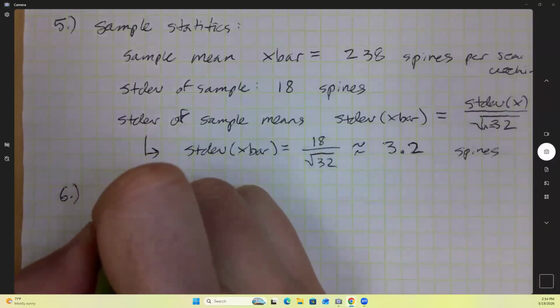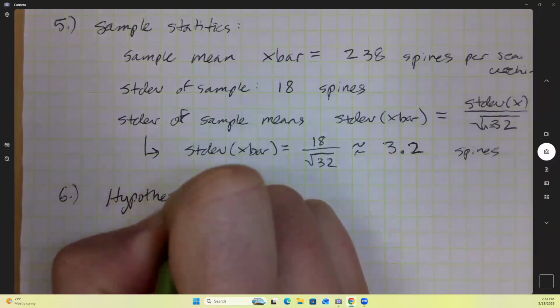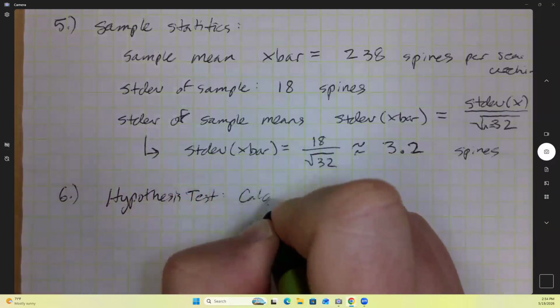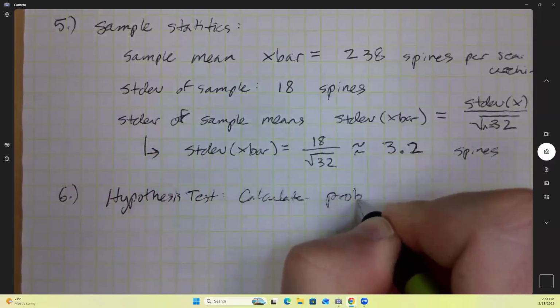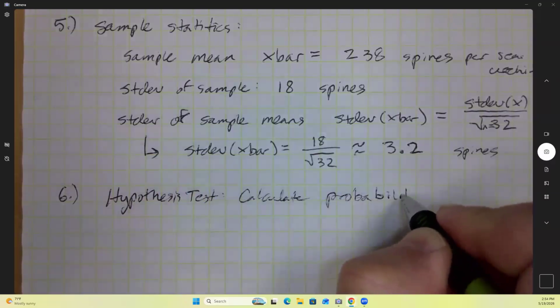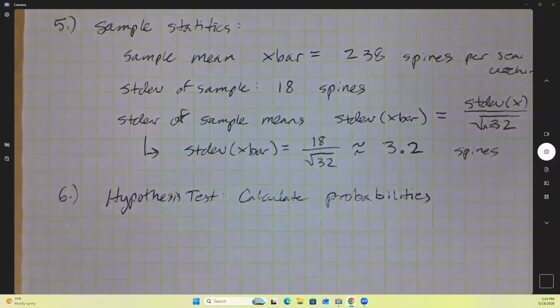We do the actual hypothesis test, where we calculate probabilities. And for that, we use technology. If I actually had the raw data, I would use R for that. I would just put that raw data in. Since I don't have that technology or the raw data, I will use different technology, which you can use on your homeworks, for example. There it is.